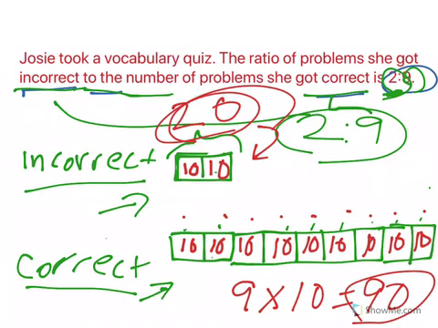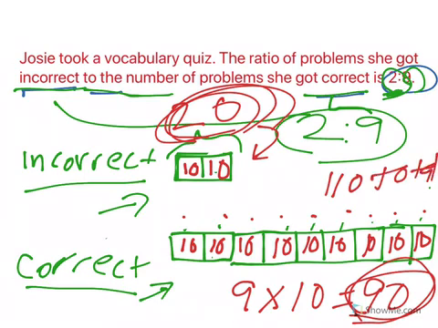And if you wanted to know how many total questions there are, well, it'd be all the questions. It would be all the questions she got right and all the questions she got wrong. 90 plus 20, 110 total questions.